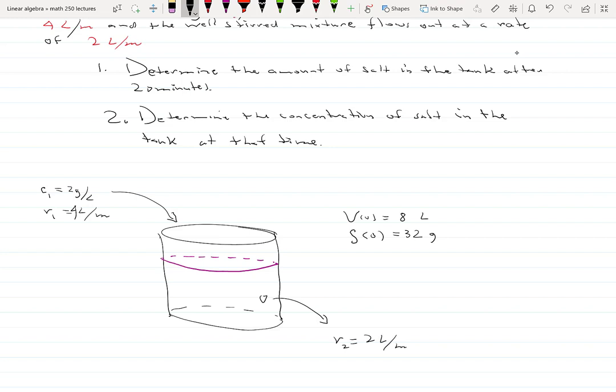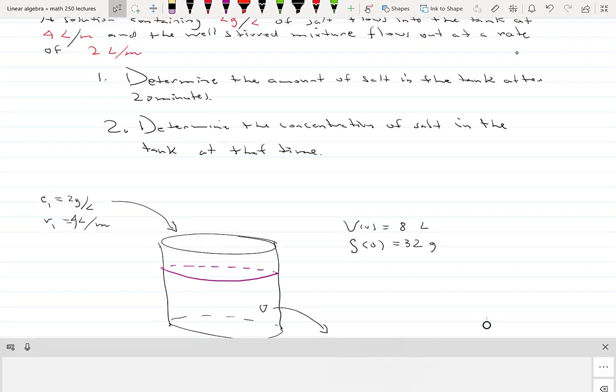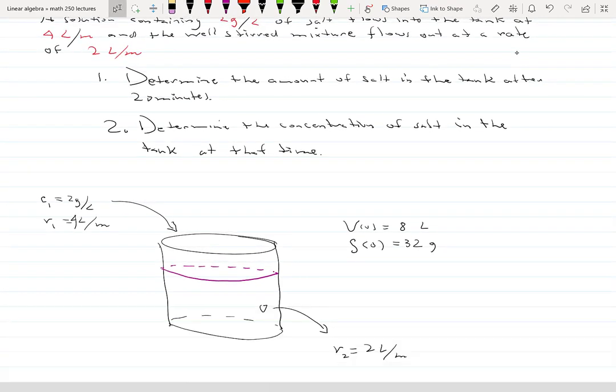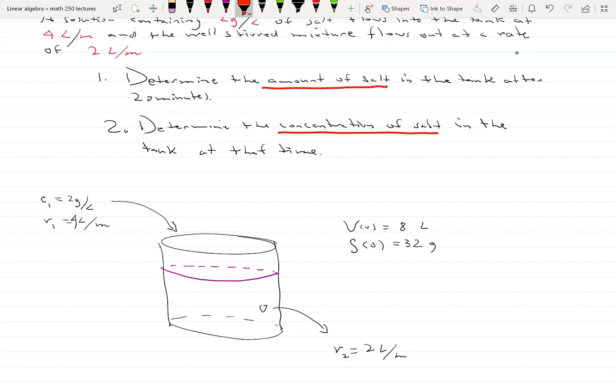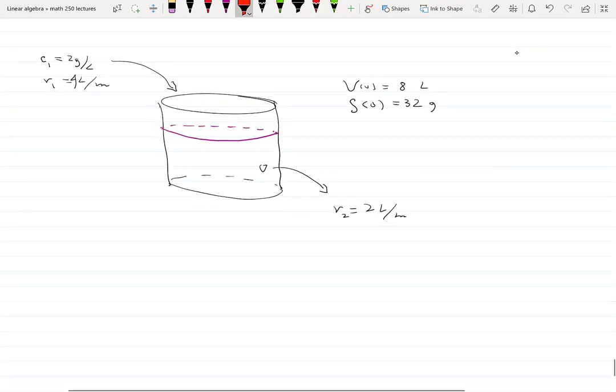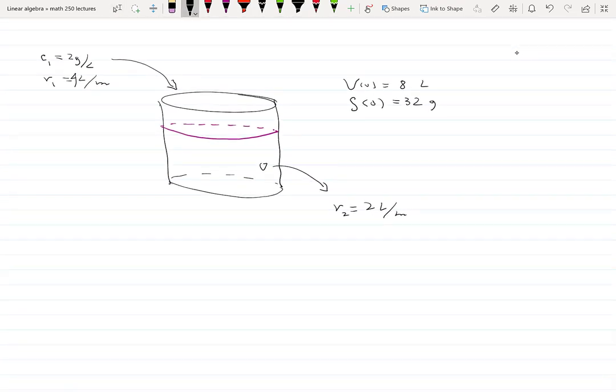So from this information, we're supposed to come up with the amount of salt in the tank and the concentration of salt in the tank, both after 20 minutes of time. So we need the amount of salt in the tank at time t. We need S of t. So let's set up the differential equations that are supposed to be satisfied by the two quantities, V and S.